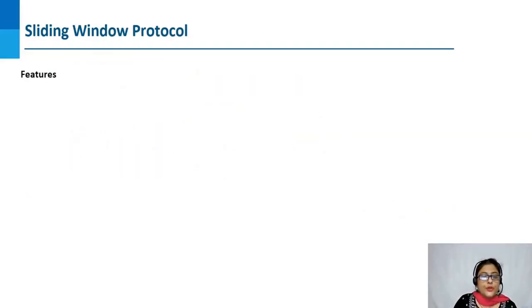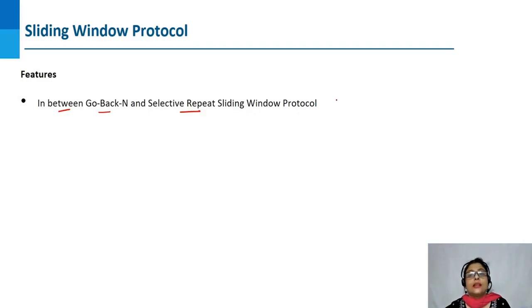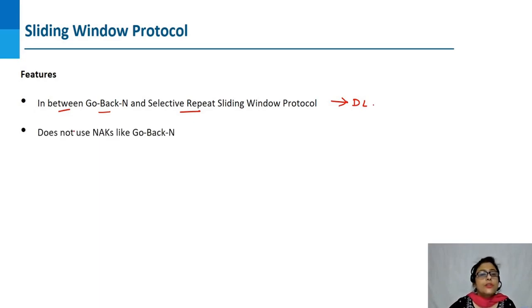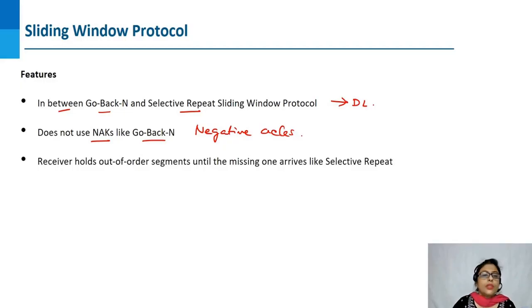What are the features of sliding window protocol? It is like the sliding window protocol that we had learned in the data link layer. Now why is it like go back N and selective repeat? It does not use NAKs like go back N. NAKs are the negative acknowledgements which are sent by the other party if the particular data segment is not received by that particular party. The receiver holds out of order segments until the missing one arrives, just like selective repeat sliding window protocol. We have talked about out of order segments in a previous video.